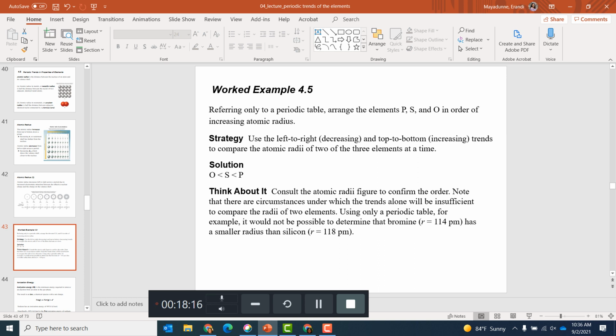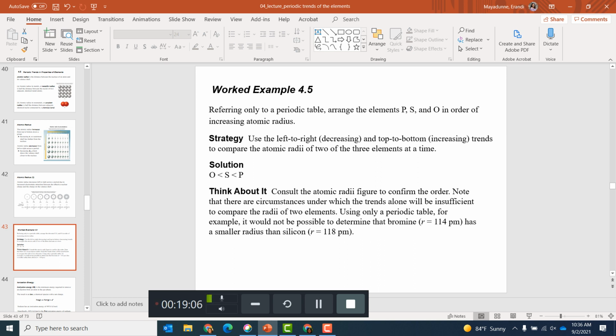Question. Referring only to the periodic table, arrange the elements phosphorus, sulfur, oxygen in order of increasing atomic radius. The elements on the left side of the periodic table are biggest, and when you go towards the right side, the elements are smaller. So from smallest atomic radius: oxygen is the smallest because it's on the top row, then sulfur because sulfur is in the third period, and then phosphorus. This is how we think about it.